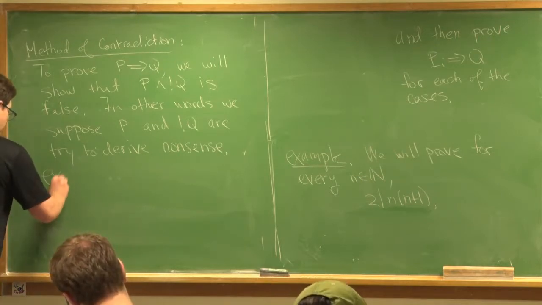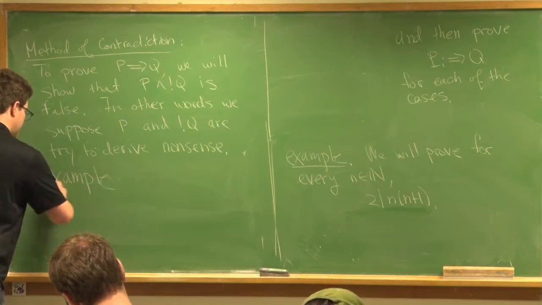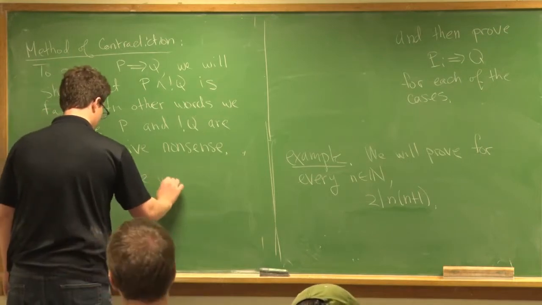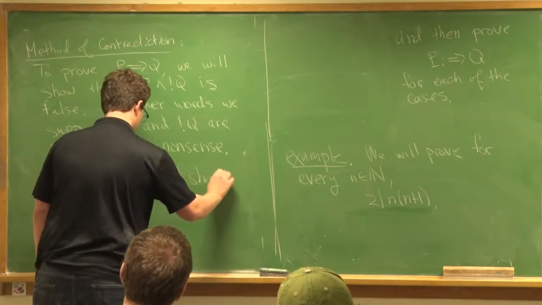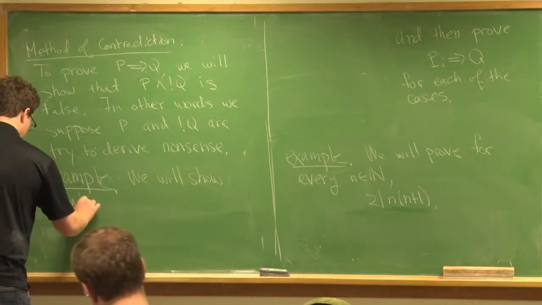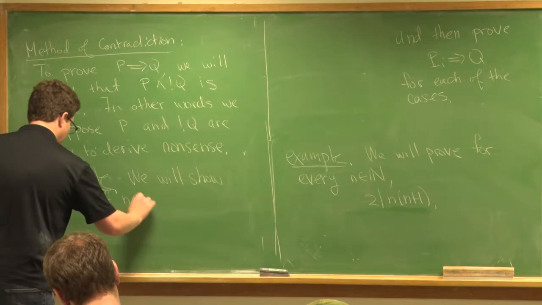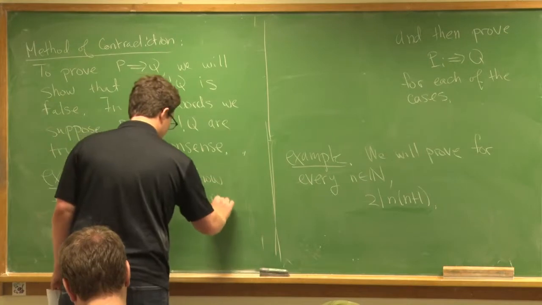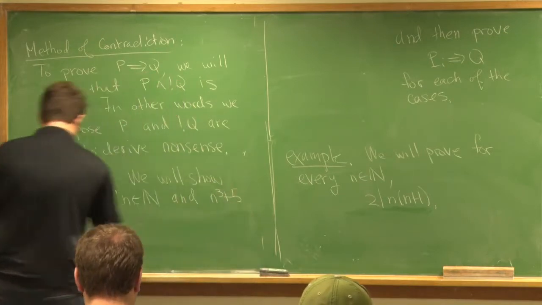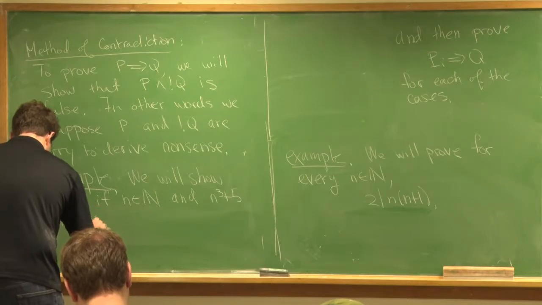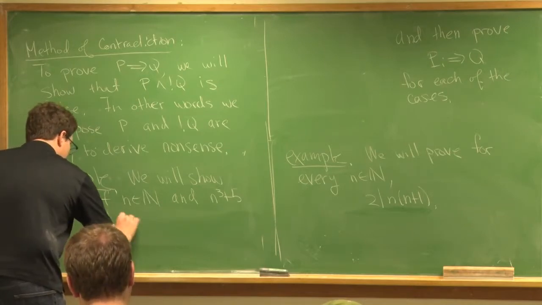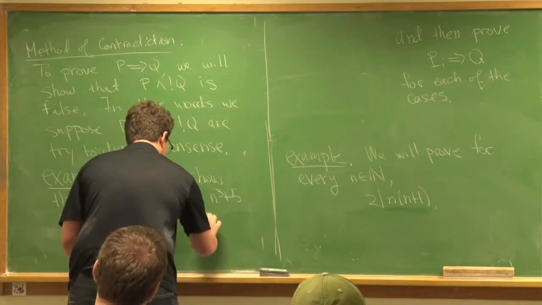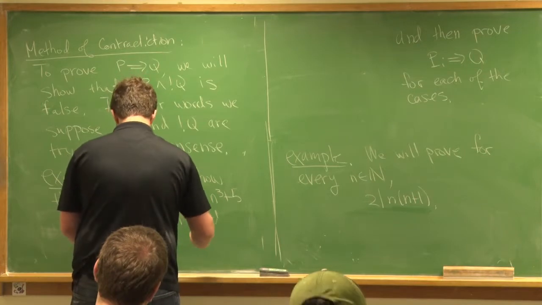Here's an example. Okay, so we will show that if n is a natural number and n cubed plus 5 is odd, then n is even.